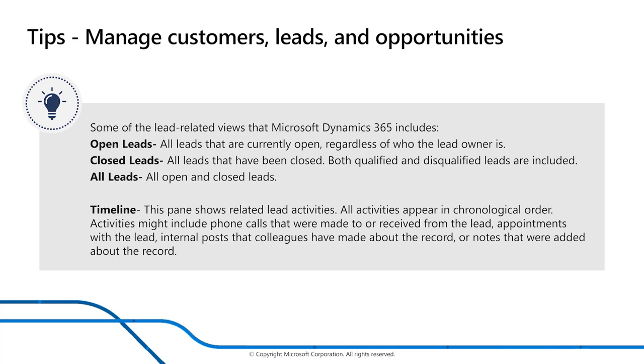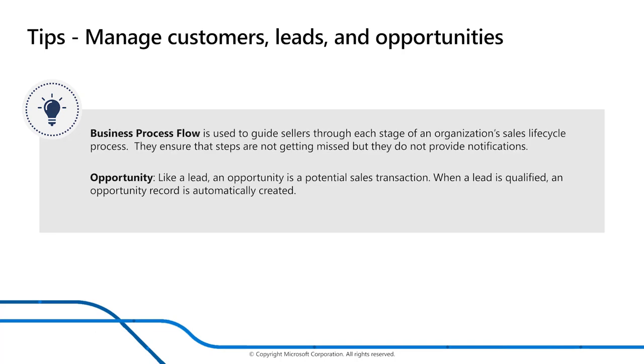Then I'm going to move on to the timeline. So this panel shows related lead activity. All activities appear in chronological order. Activities might include things like phone calls that were made to or received from a lead, appointments with that lead, internal posts that a colleague has made about the record, or notes you've added about the record, i.e. you've attended a meeting. So now you want to have a place where you're going to keep those notes about that meeting.